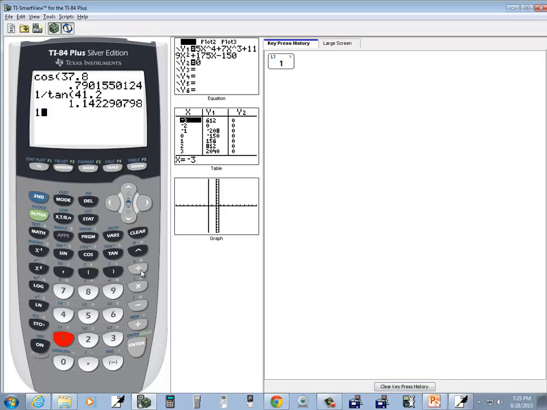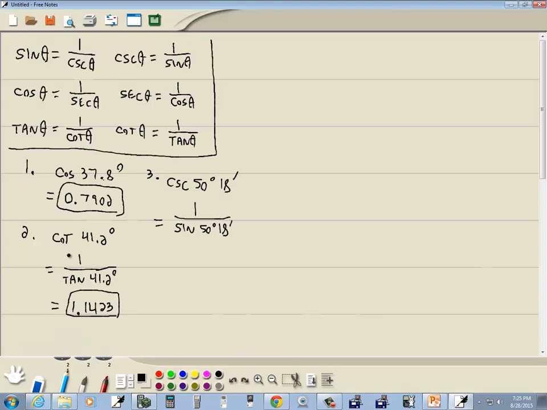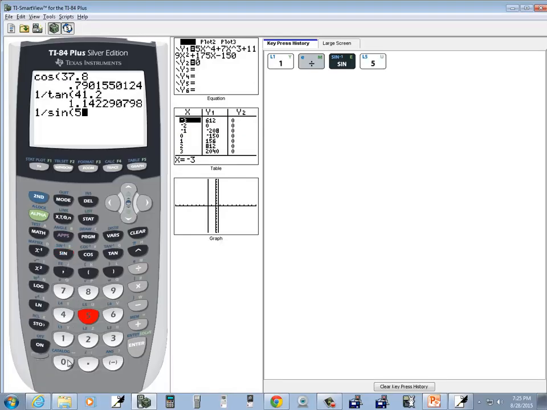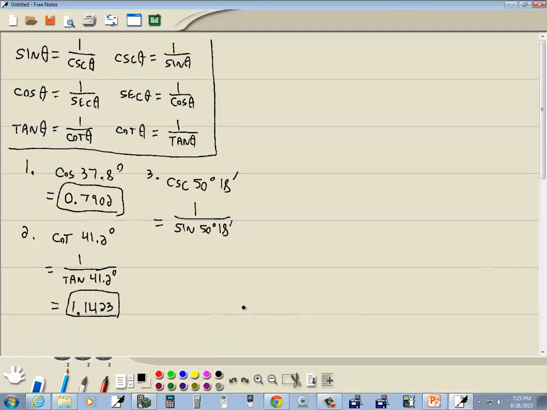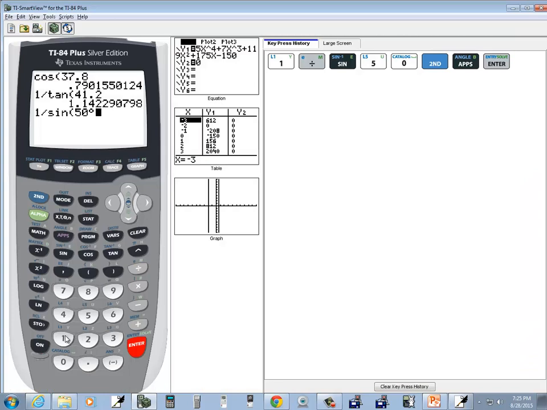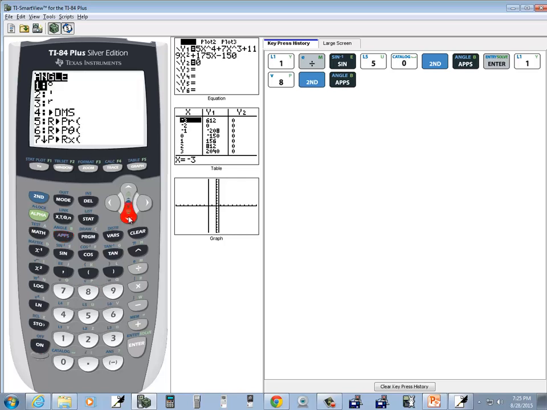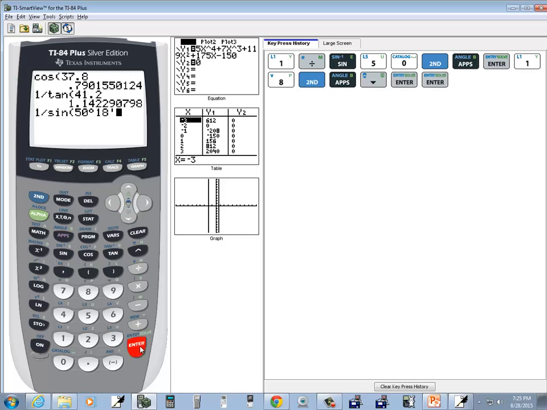So I'll do 1 divided by sine 50 degrees. So I'll do 50. And I'll go in my angle menu. So I do second apps. Degrees is already selected, so I'll just go ahead and put an enter on it. And then I want 18 minutes. So I'll do 18. And then I'll go into my second apps, the angle. And I want to choose the minutes, the second one. So I'll down arrow to it and press enter, or simply just press the 2 that's in front of it. And then I'll press enter. You don't need closing parentheses at the very end, unless you just want to put them.